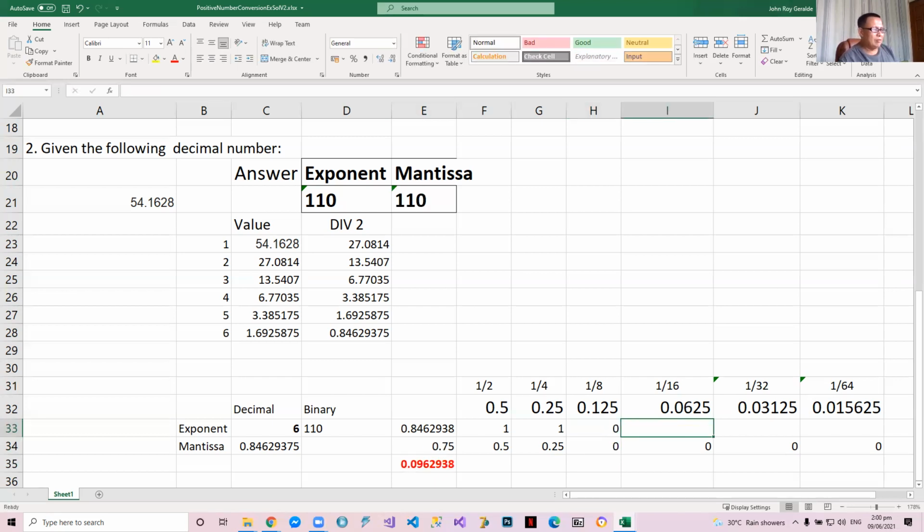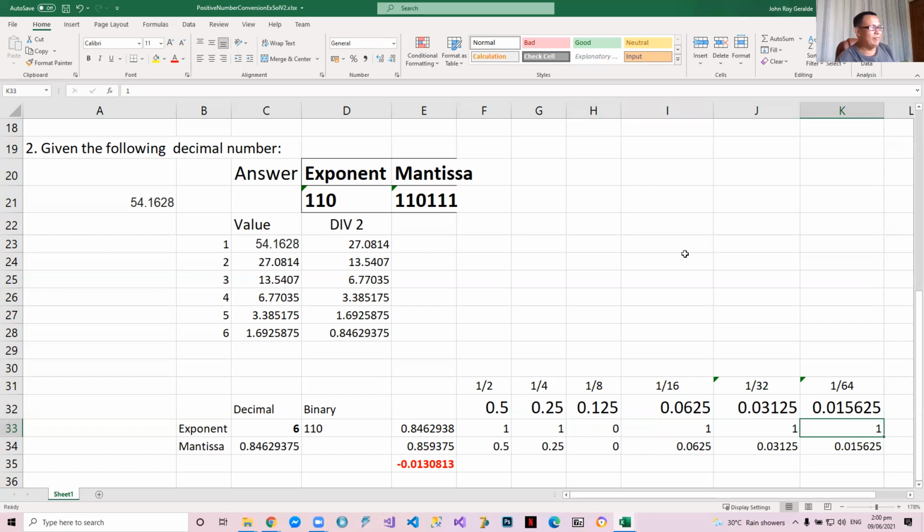Okay. Now we can mark this, right? Because 0.06 is smaller than 0.09. We can also mark this because it's smaller. Okay. And then we can also mark this. Do you follow? So our final value is 11011.